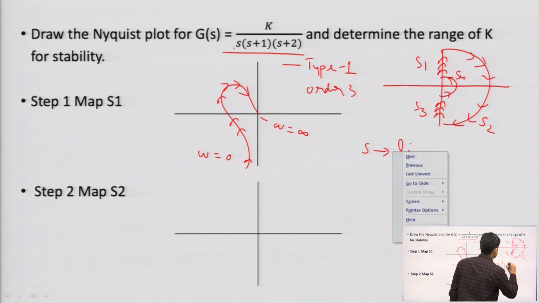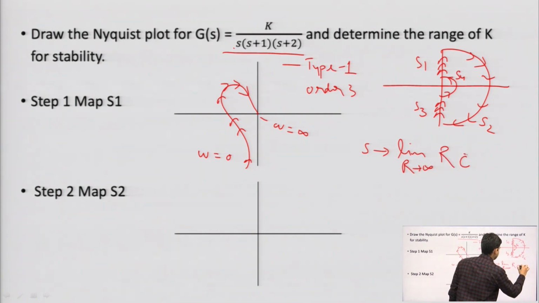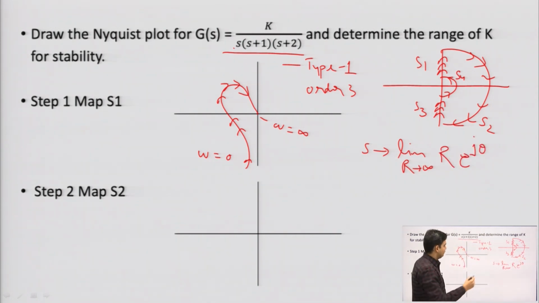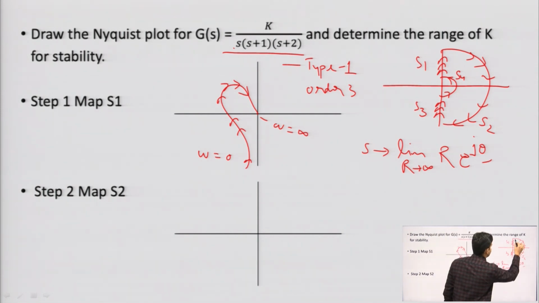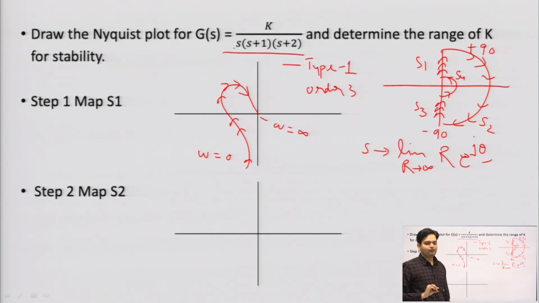The same way to map S2 we need to replace s by limit r tend to infinity, okay, and here you will write r exponential of j theta. Okay. So, what is the value of theta here? If you see, theta is varying from plus 90 to minus 90. Okay. This is the value of theta.